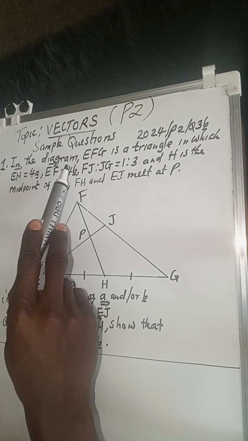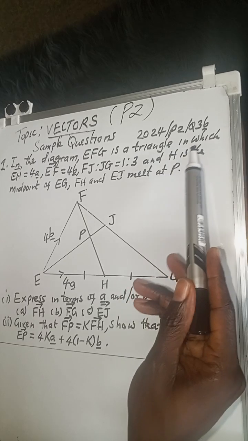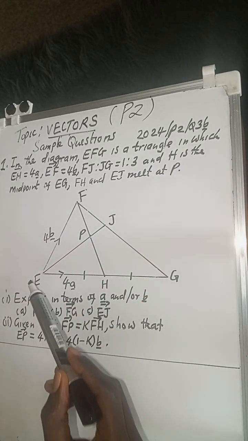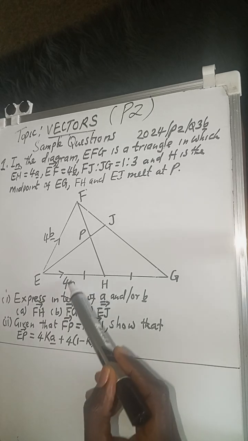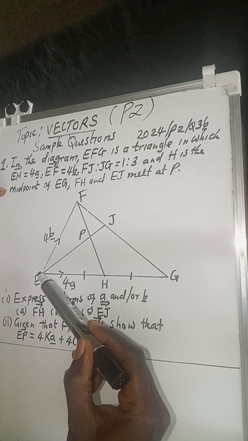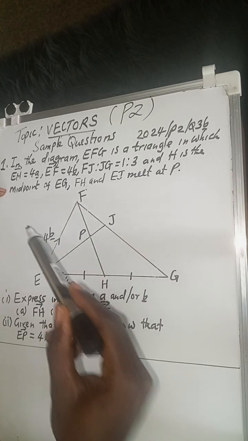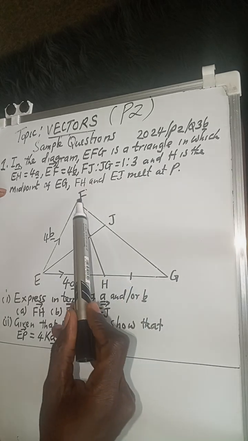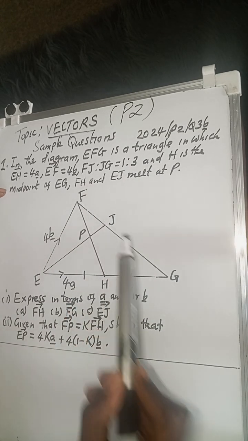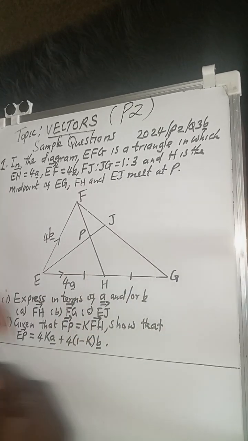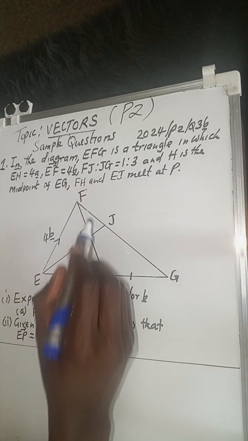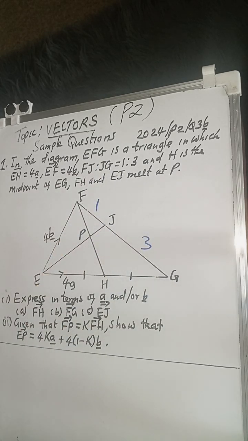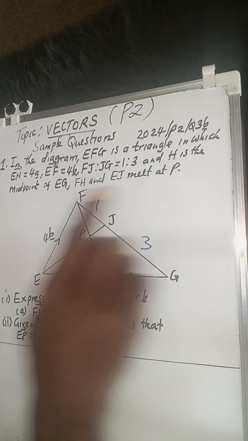It says in the diagram, EFG is a triangle in which EH is represented by 4 vector A, then EF is represented by 4 vector B, and the ratio FJ to JG is 1 to 3. So FJ to JG is 1 to 3. Meaning, if you still remember our ratios, FJ is representing 1, then J to G is 3. So that's what they mean. That's the ratio.